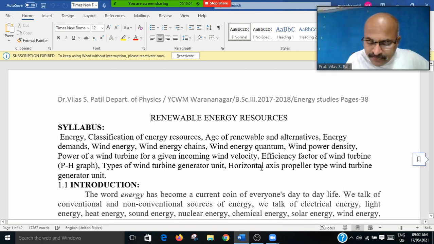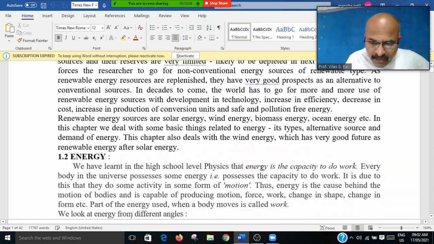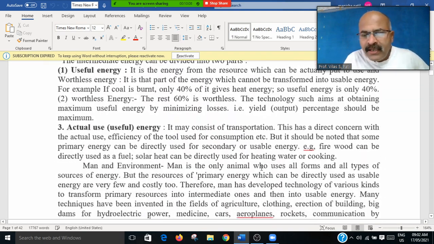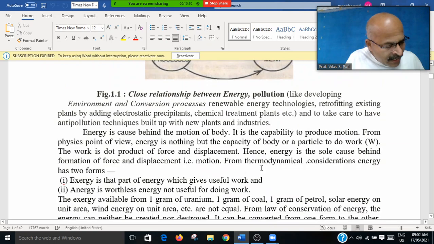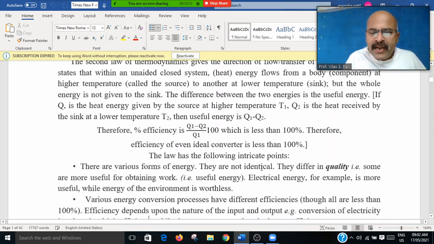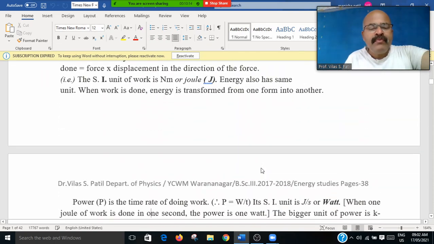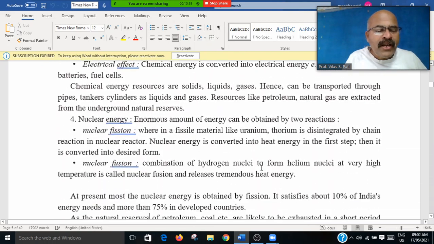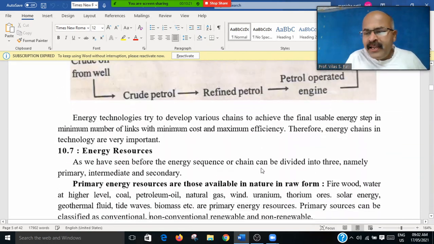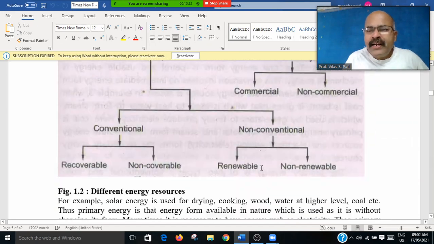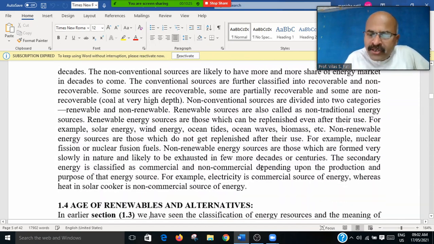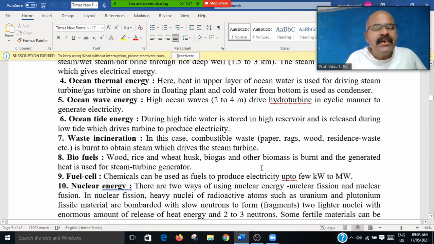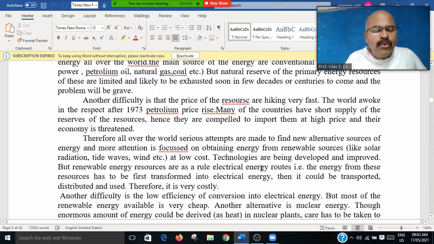Okay, friends, in the last lecture we completed wind energy and the total informative science related to wind energy. Now in this lecture we are going to start solar energy, that is the third topic, or chapter first, that will be solar energy.